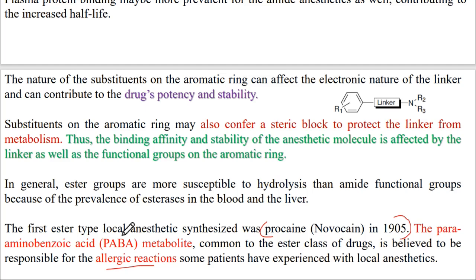अब जो सब्स्टिट्यूएंट्स होते हैं एरोमेटिक रिंग के, वो कन्फर करते हैं एक स्टीरिक ब्लॉक to protect the linker from the metabolism, जिसकी वजह से बाइंडिंग एफिनिटी और स्टेबिलिटी अफेक्ट हो जाती है, as well as the linker का फंक्शनल ग्रुप. ठीक है, और उसके बाद जो हमने फर्स्ट ईस्टर टाइप का नोवोकेन लोकल एनेस्थेटिक सिंथेसाइज किया था, वाज नोवोकेन, प्रोकेन in 1905. और इसका जो इम्पोर्टेंट मेजर मेटाबोलाइट है PABA, वो रिस्पॉन्सिबल है मेजर एलर्जिक कंडीशंस के लिए in the patients who are experiencing local anesthetics.